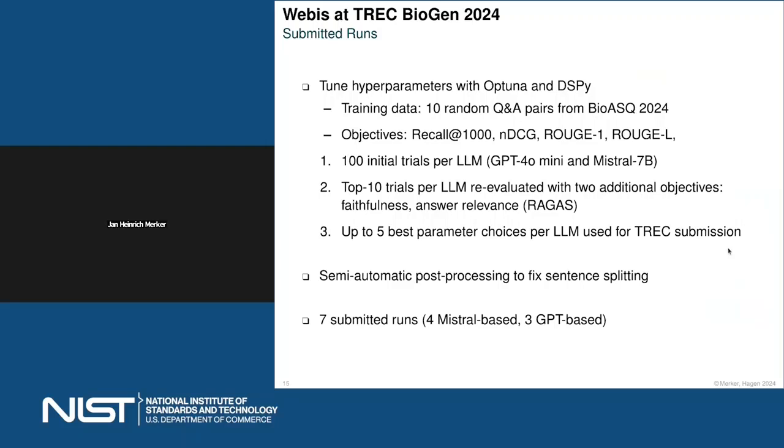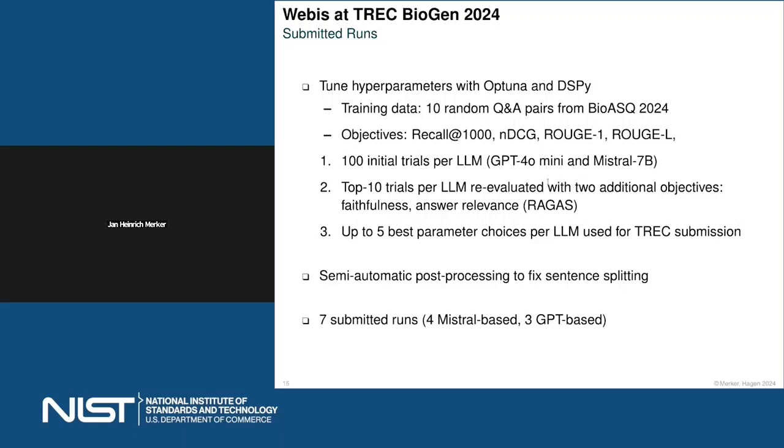Also tuning the few-shot examples with DSPy. So for training, we just sampled 10 random Q&A pairs from the BioAsk 2024 training set and looked at the recall at 1000 for the retrieval part and NDCG. And for the generation part, we looked at Rouge 1 and Rouge L as the objectives for the hyperparameter tuning.